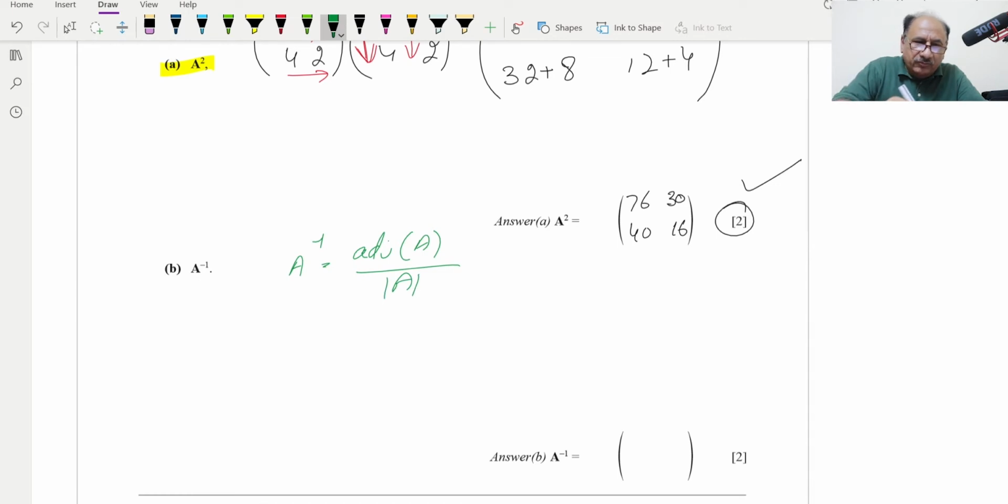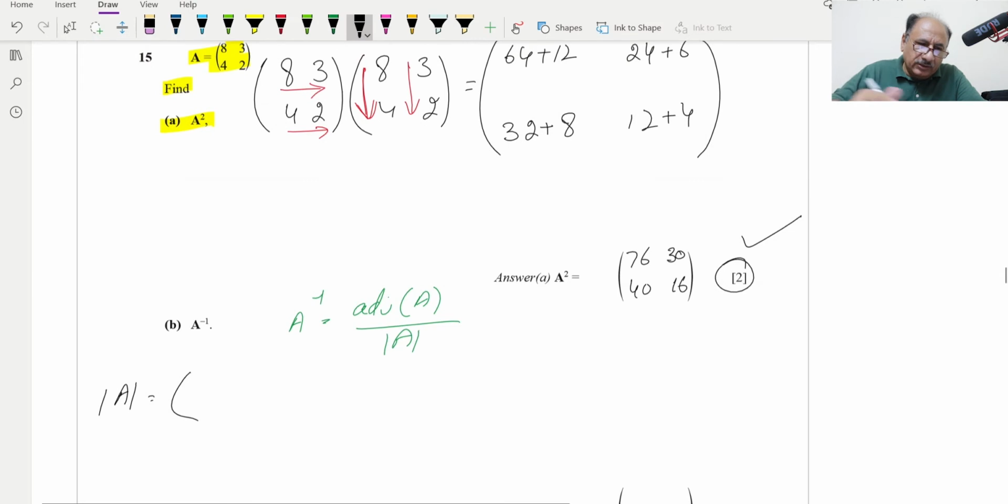This will be the formula which we will be using. So first we will find A mod. So A mod is equal to what? We will be multiplying. A is over here, so we'll multiply 8 into 2, which will be 16, and minus 4 into 3 will be 12. So 16 minus 12 is equal to 4. So A mod is 4, and adjoint of A will be what?